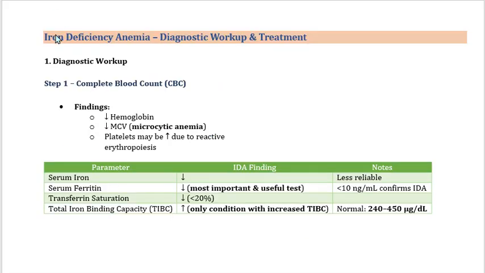So now, if we are suspecting iron deficiency anemia, if on CBC there is iron deficiency anemia, how are we going to do the workup for this? First diagnostic workup, step number one, is we have to get our CBC. The findings will be decreased hemoglobin, decreased MCV, platelets may be normal or they can be increased, but in this case TLC count will be normal. Then we are going to get iron profile.